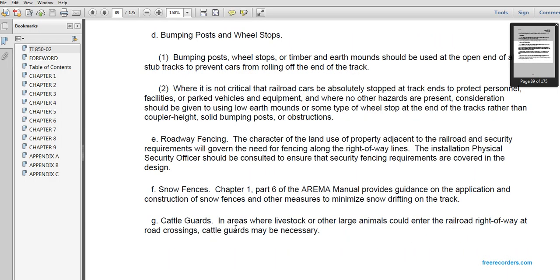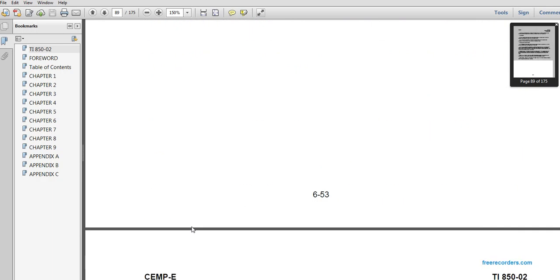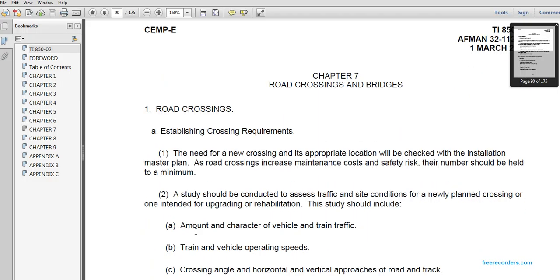G. Cattle guards. In areas where livestock or other large animals could enter the railroad right of way at a railroad crossing, cattle guards may be necessary. See Chapter 7, Railroad Crossings and Bridges.